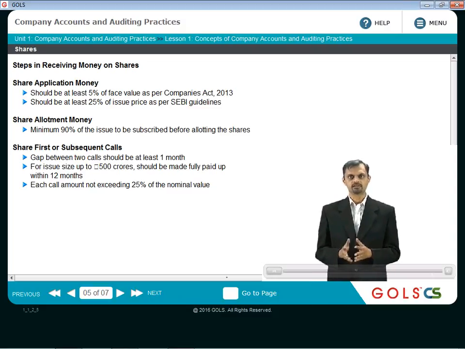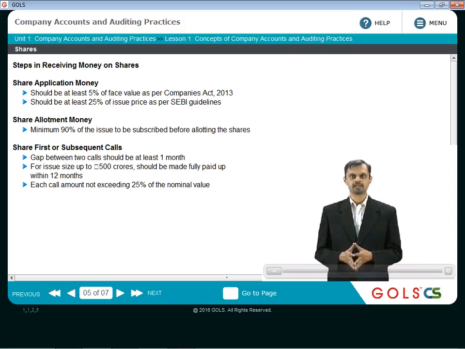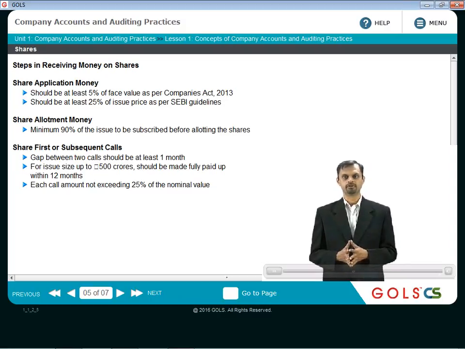And another provision related to calls is that each call amount is not to exceed 25% of the nominal value. So suppose the nominal value is 10 rupees, then each call amount cannot be more than 2 rupees 50 paisa. So that is the upper limit on the call amounts.